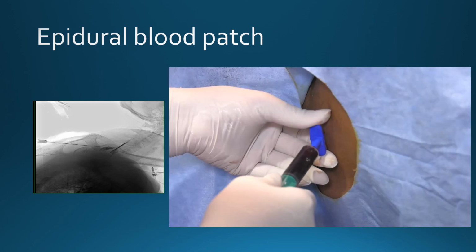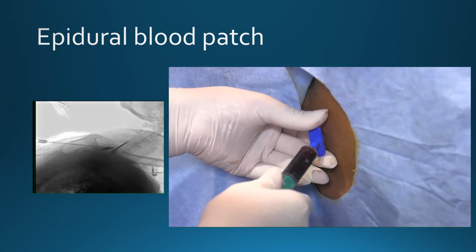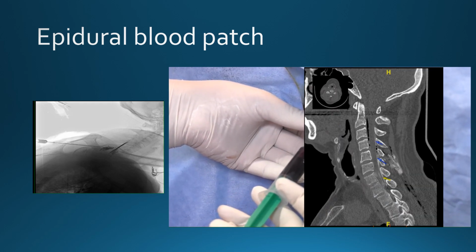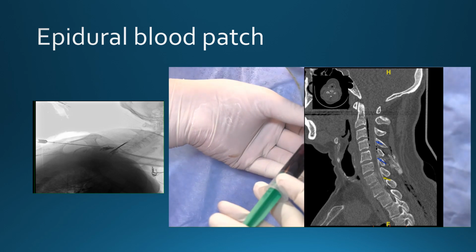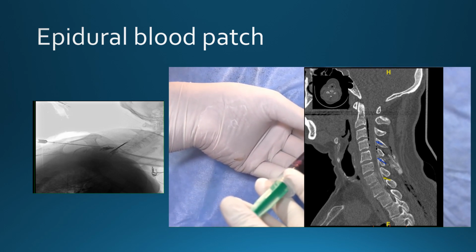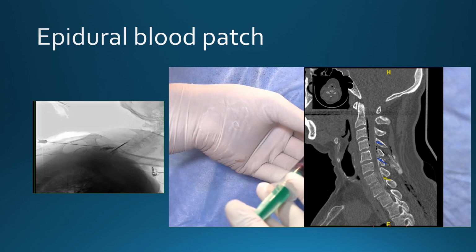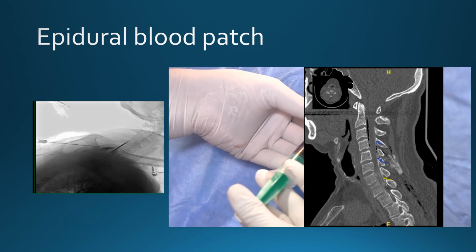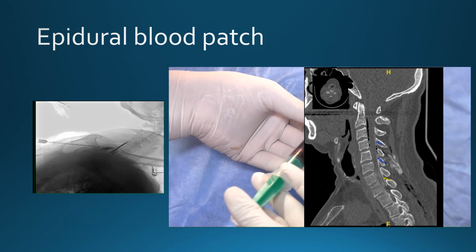After the injection treatment, we did a CT scan and demonstrated that the contrast and the blood were in the epidural space, not in the subdural space. You can see the epidural air as well as air in the soft tissue. So this confirmed that we injected the blood successfully in the epidural space.